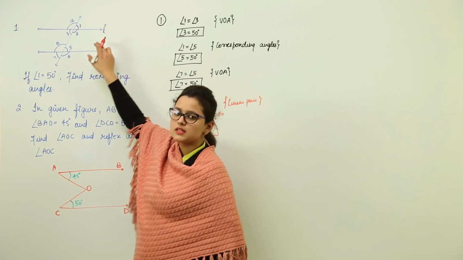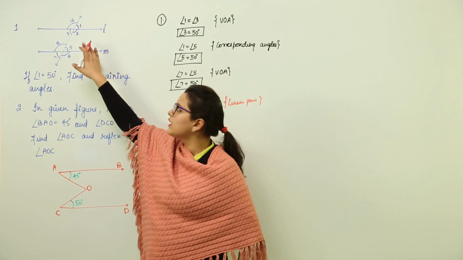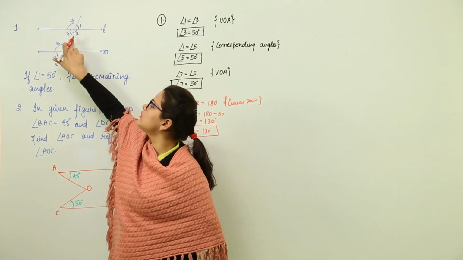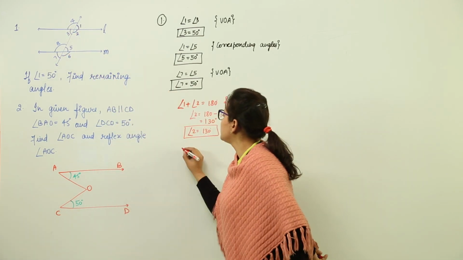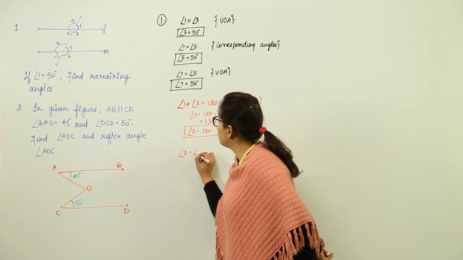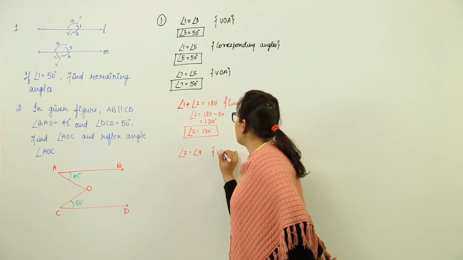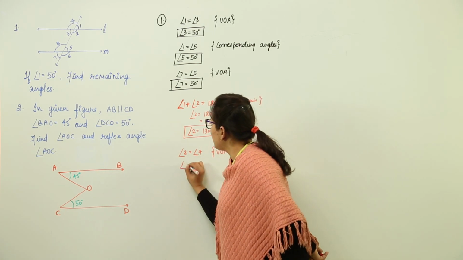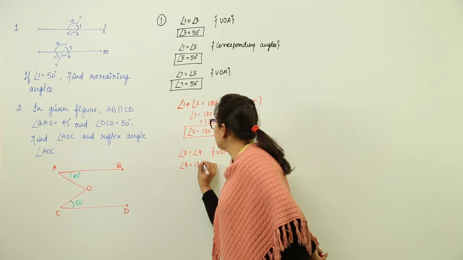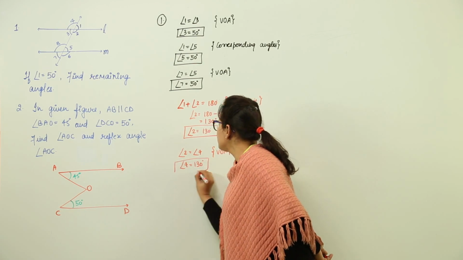Again we are going to start the same procedure. We can check that angle 2 and angle 4 are forming vertically opposite angles. So we can write over here angle 2 equal to angle 4. Reason being vertically opposite. So we will put the value of 4 also as 130 degrees. Now we have found 2 more angles.